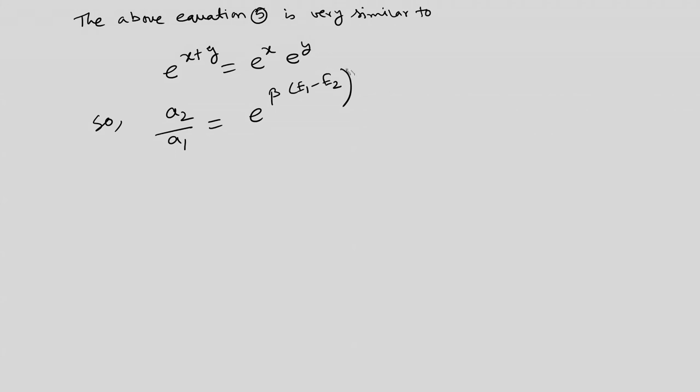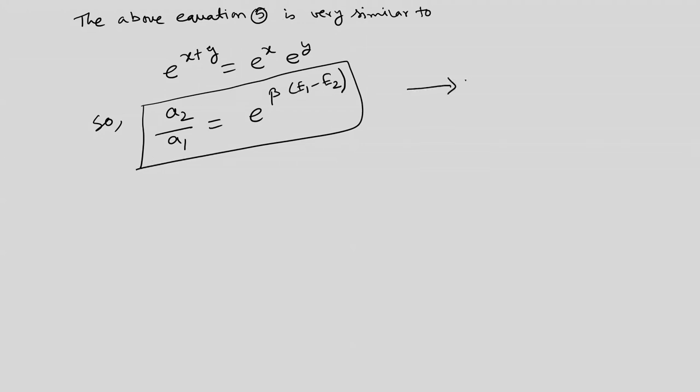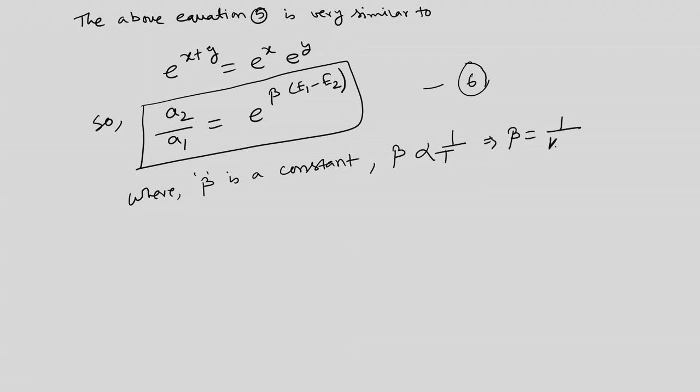So, this is our equation number 6. In general, beta is a constant. And we will later see that beta is inversely proportional to absolute temperature. Or we can write beta is 1/kBT, where kB is the Boltzmann's constant. Okay, that we will prove. So here beta is a constant, for the time being you assume.